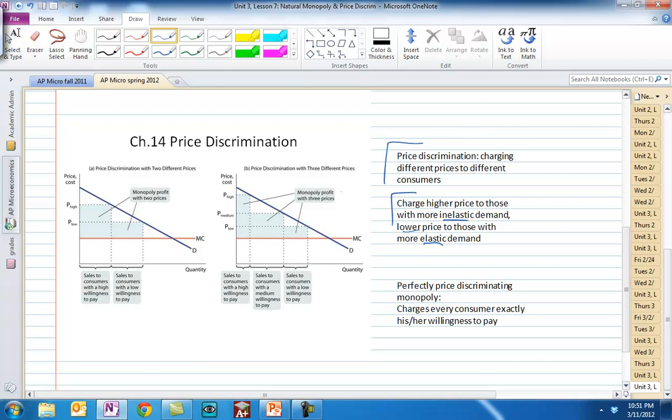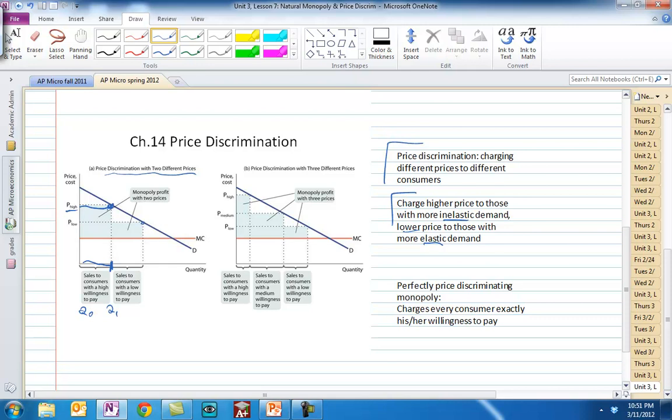So how that could look with a monopoly is pretty interesting. What we have over on the left-hand side is, what if a monopoly were able to charge two different prices? Here's the high price that it charges to this group of consumers, Q0 to Q1. Those are the consumers who are willing to pay this high price.